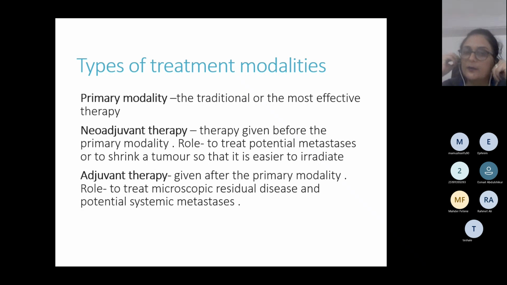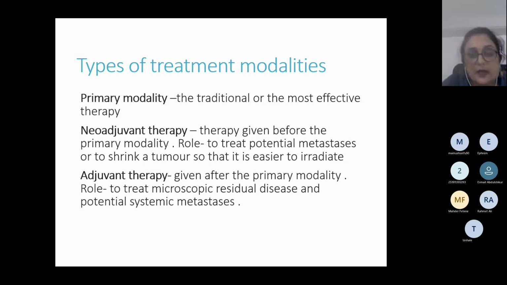Sorry. So the treatment that you give after the primary modality is called adjuvant treatment. After surgery, if you give any chemo, that is called adjuvant therapy. The purpose of giving adjuvant therapy is to treat microscopic residual disease. After surgery, some cancer cells will remain in the nearby area or even in the bloodstream. So you give chemotherapy, which will manage the remaining systemic cancer cells, and therefore this therapy is called adjuvant.